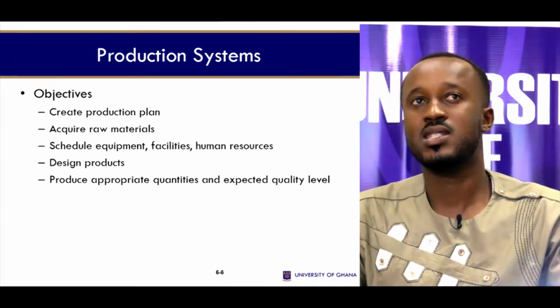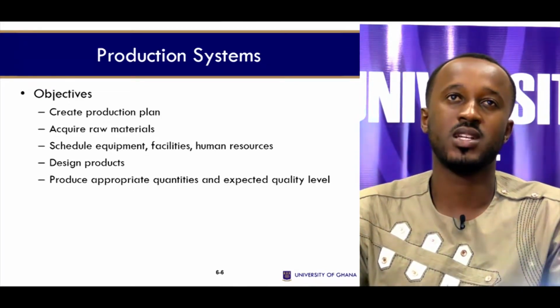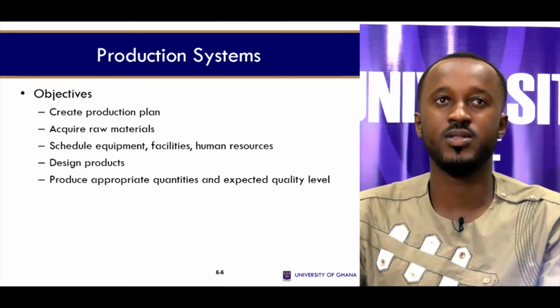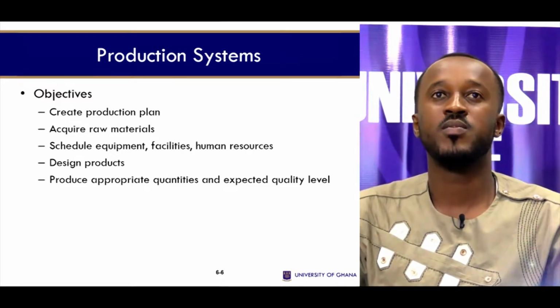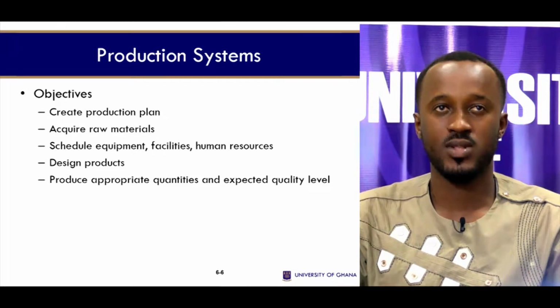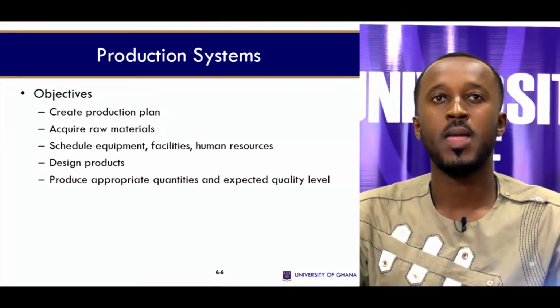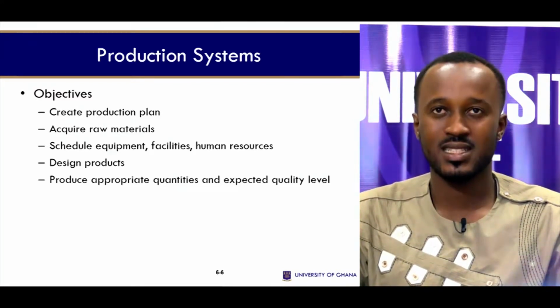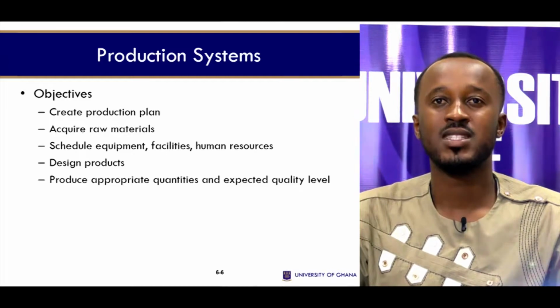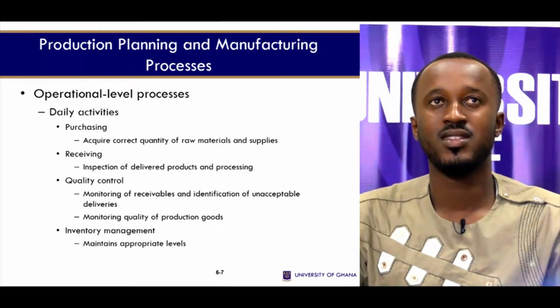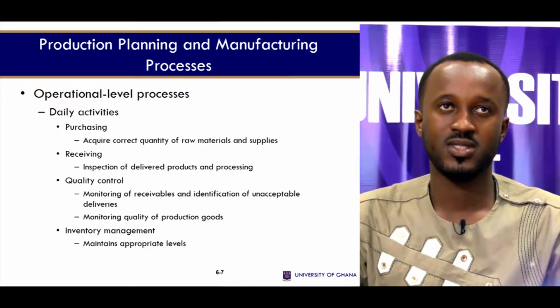Now, under production system, the objective is to create production plan, acquire raw materials, schedule equipment, facilities and human resources, to design products, to produce appropriate quantities of expected quantity levels.